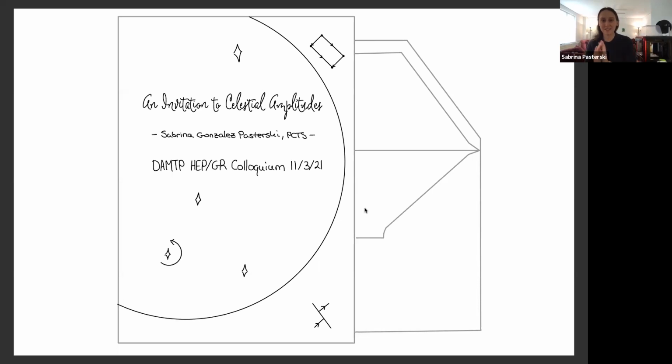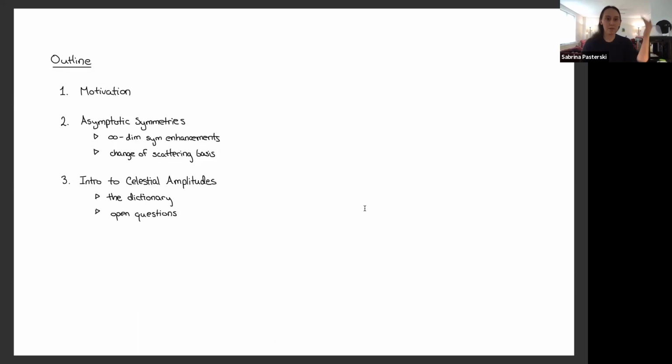The title for the talk today is An Invitation to Celestial Amplitudes. So for the outline for this talk, I'm going to go through a brief motivation and then focus a bit on asymptotic symmetries, kind of the motivation for actually going to this basis that we're going to call celestial amplitudes, and then talk about the dictionary and some open questions.